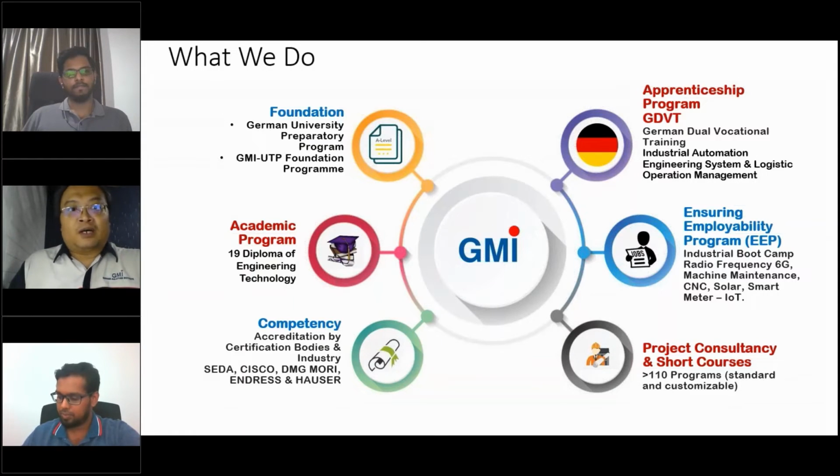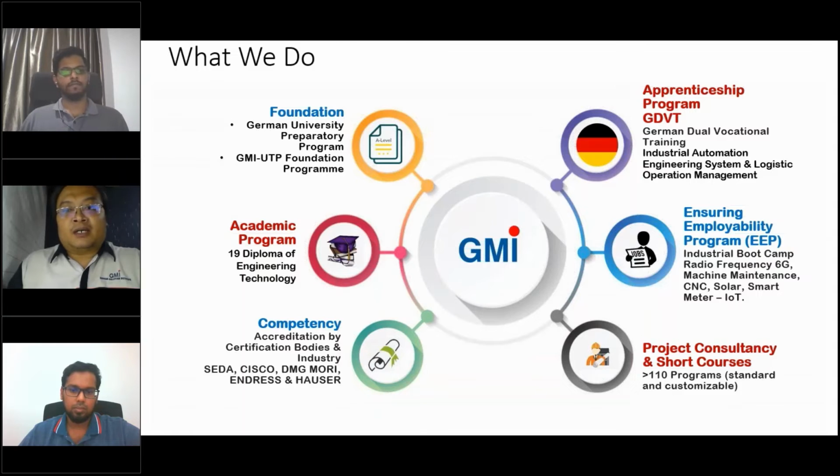Some background of what GMI or German-Malaysian Institute is all about. We are a training academy, a training institution, producing graduates in the field of engineering and technology. Some of the programs that we offer in GMI are foundation programs such as the German preparatory program, as well as the GMI UTP, Universiti Teknologi Petronas Foundation Program. We have some 19 Diploma of Engineering Technology academic programs.